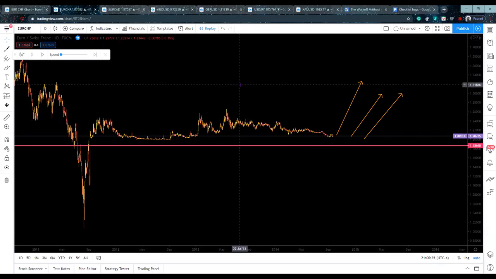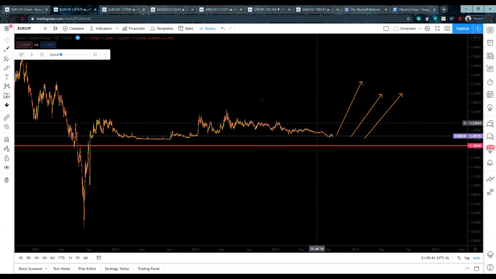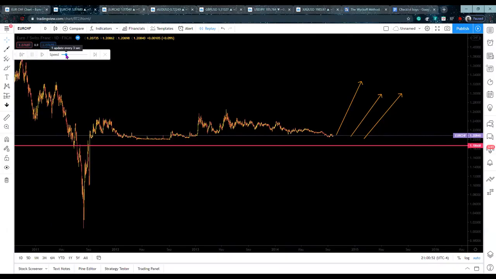93% of people were short on this pair. Sorry, were long on this pair, my fault. They were long on this pair, meaning that they were buying this pair. Now, let's see what happens. Let's up the ticks a little bit.